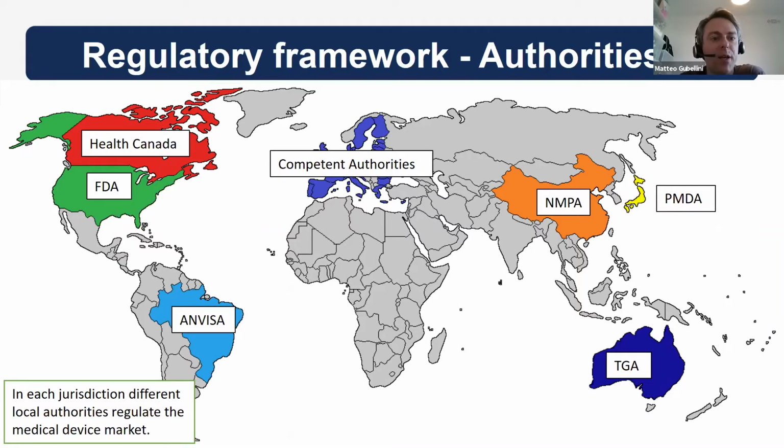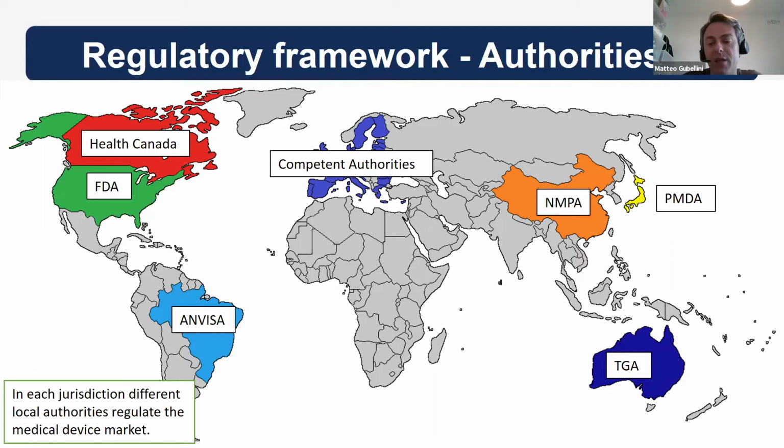In Canada, we have Health Canada, FDA, you probably know about it in the US, Anvisa in Brazil, competent authorities in Europe. So we have one of them for each country of the European Union. So there is not a single one. We have the relatively new, renamed NMPA in China, PMDA in Japan, and TGA in Australia, of course.